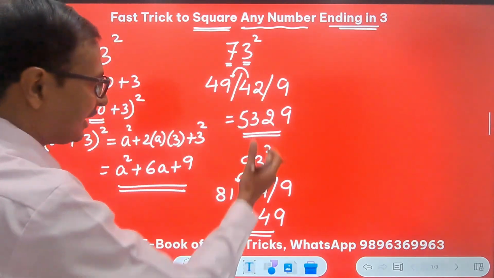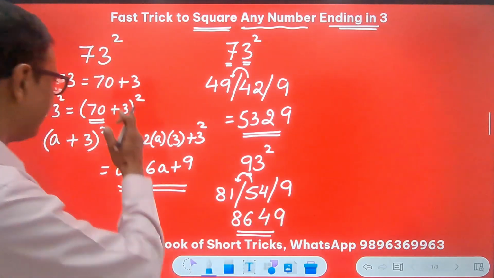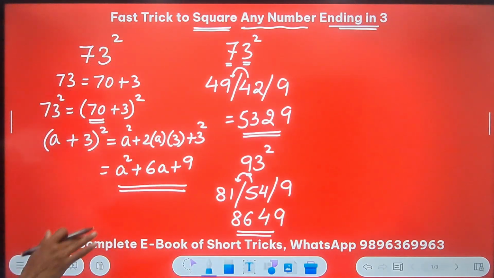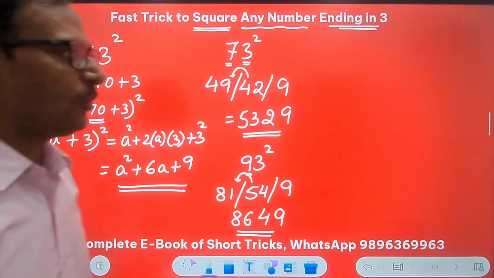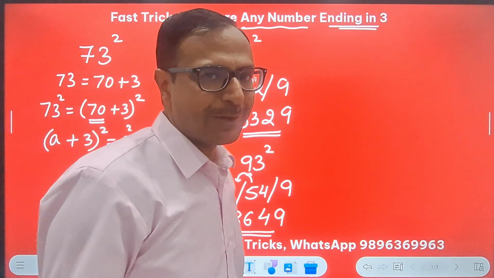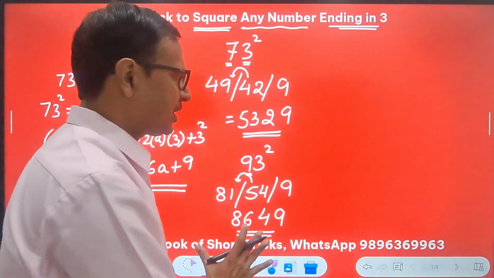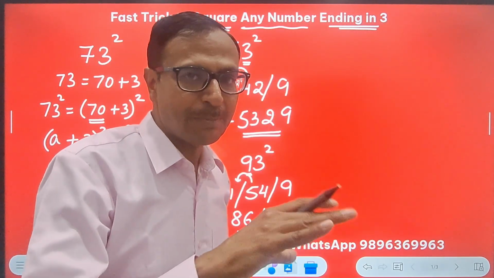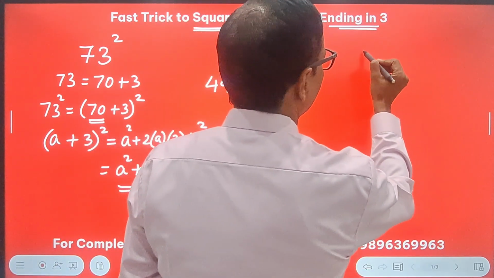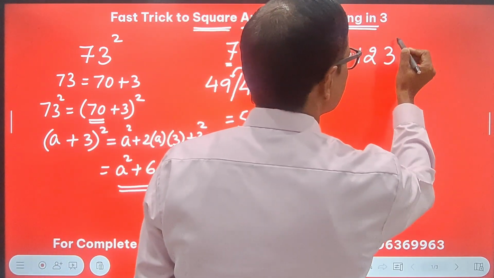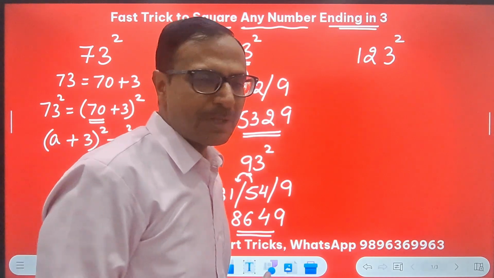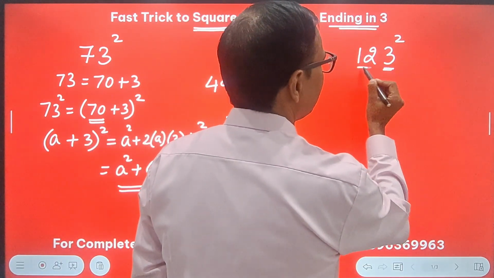So where am I getting these steps from? I am getting these steps through a logic. So in mathematics there is a logic for everything, and nothing works without any reason. So let's see, can we apply this trick to square 3-digit numbers ending in 3, like 123 square? So apart from the 3 here, we have a 12.